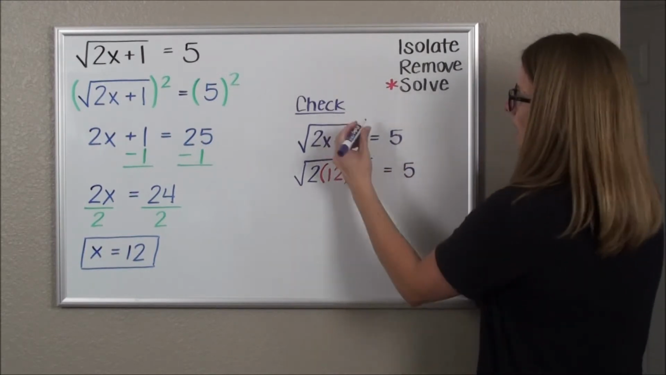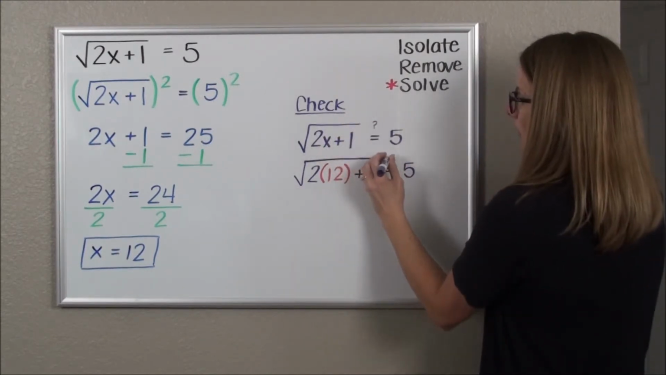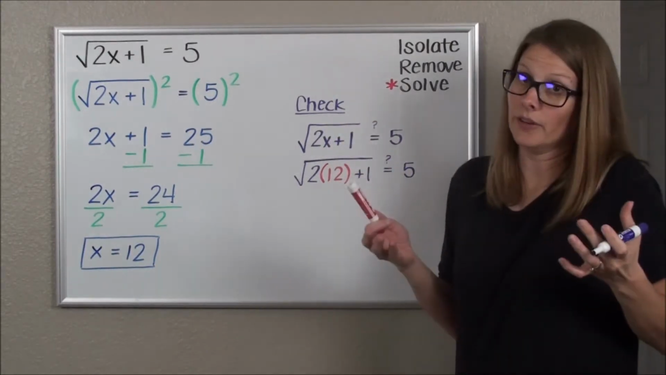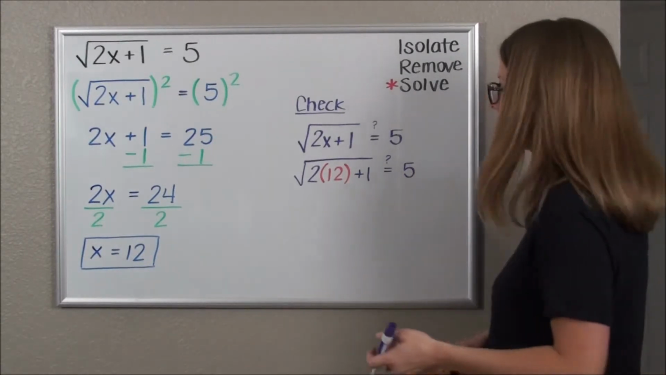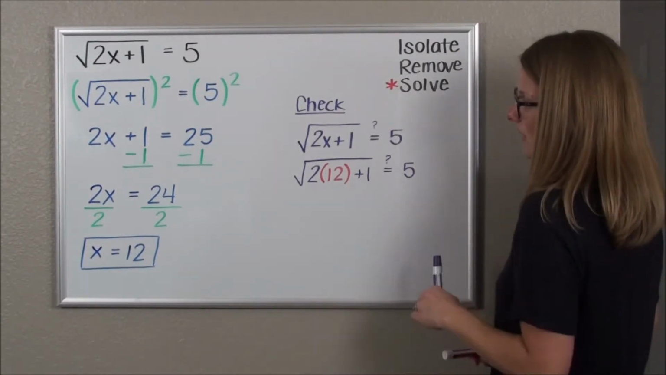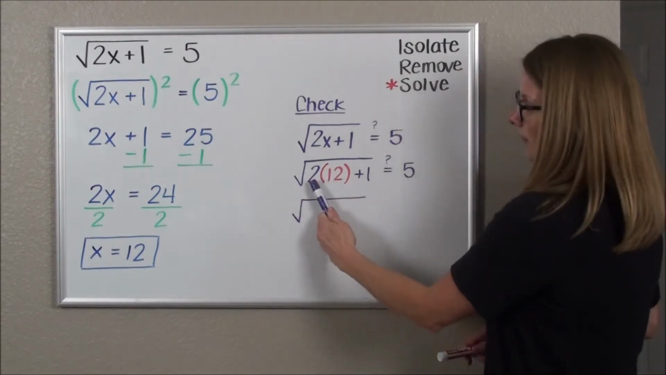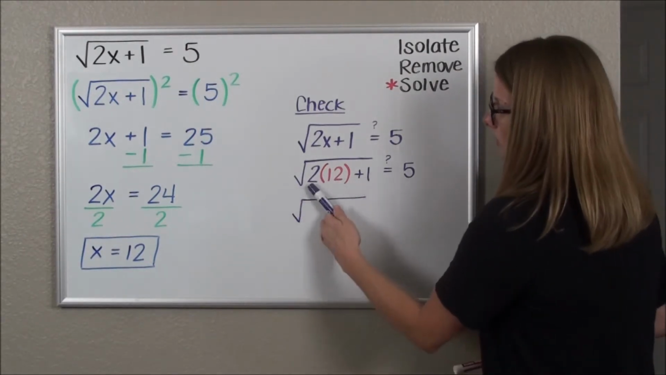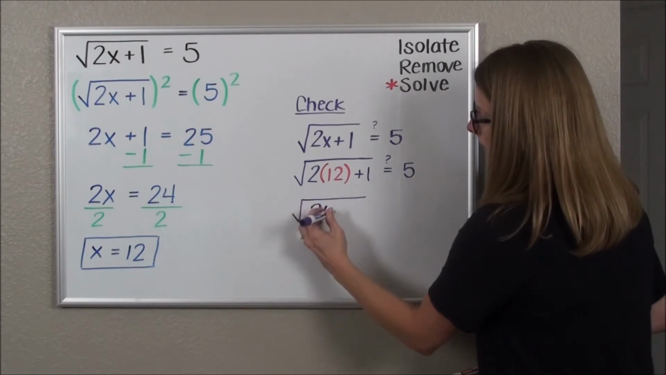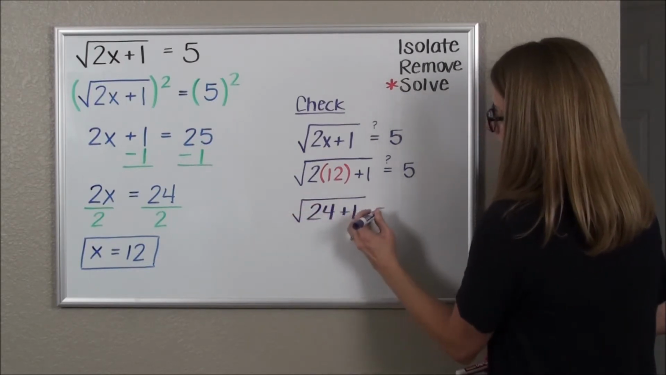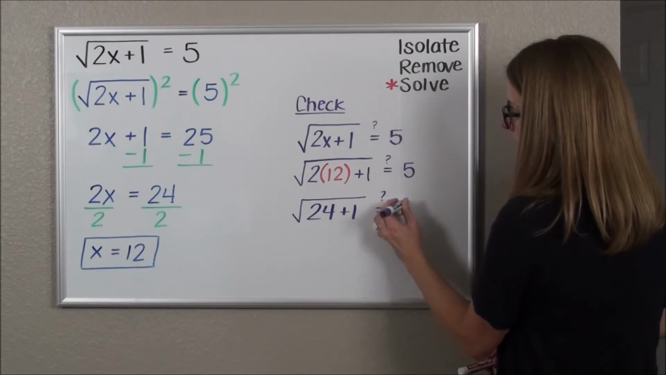And really, since I'm checking this, I should be putting a question mark over these equal signs, because I don't know if they're equal. I want to check to see if they are equal. I want to check to see if this is a true statement. So now let's go over here and crank this out a bit. Order of operations, multiply before I add. So 2 times 12 gives me 24. I want to know, is this the same as 5?